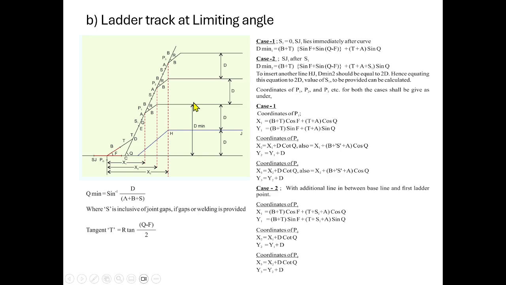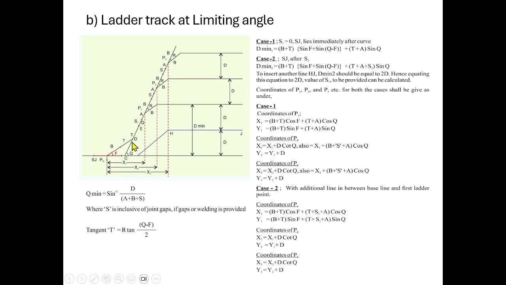First case: suppose we want to find out the D minimum if you don't want to have any s, that is, s equal to 0. In this case, the D minimum equals b plus T sin phi, sin(theta minus phi), plus T plus a, sin theta. That means you can take this first triangle, the next triangle, and the third triangle, so three triangles, and from here we can apply the sine rule. We can find out the D minimum if you don't want to have any s. T we are finding out using this relation.